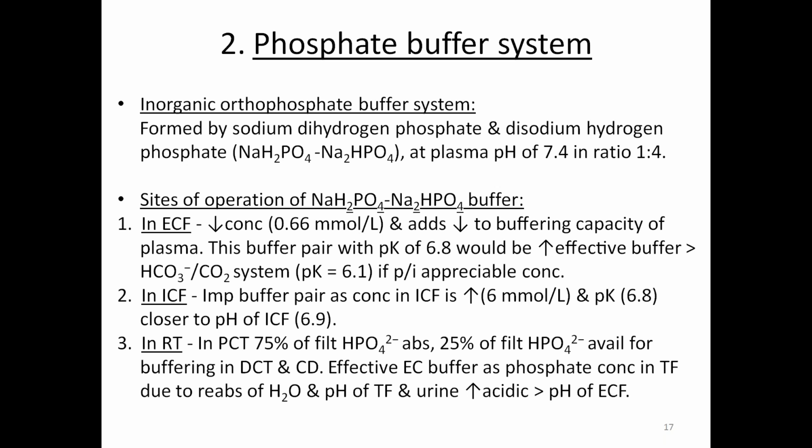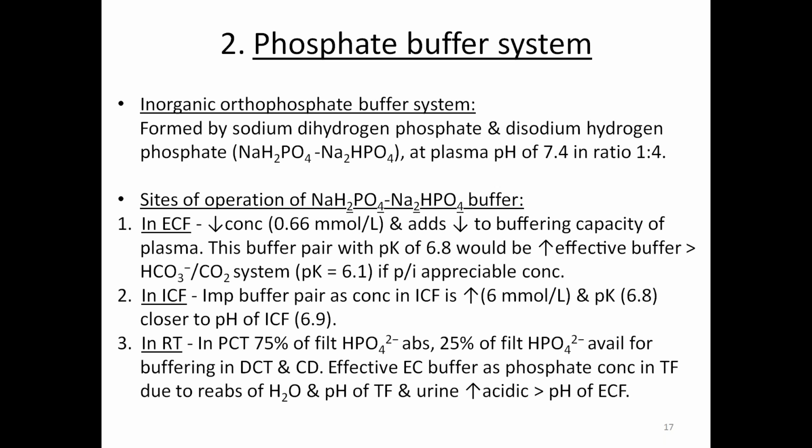Another site of its operation is the renal tubule. In the PCT, the proximal convoluted tubule, approximately 75% of filtered HPO4 is absorbed. Only 25% of filtered HPO4 is available for buffering in the DCT and the collecting duct. So this forms an important buffer because phosphate becomes greatly concentrated in tubular fluid due to reabsorption of water. We did this last time.